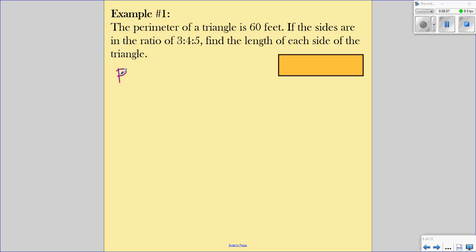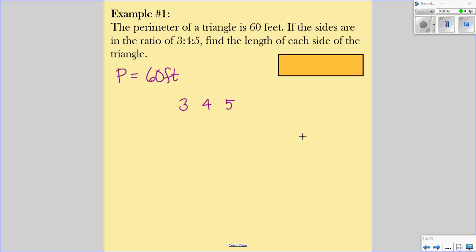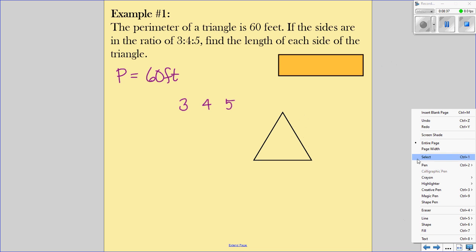So perimeter, you know, means you're adding up all sides. They gave us the perimeter, which is 60 feet. So I'm going to put P equals 60 feet. They said if the sides are in the ratio of 3 to 4 to 5, find the length of each side of the triangle. So I'm going to draw the triangle. I use the shape. So I've got the triangle.